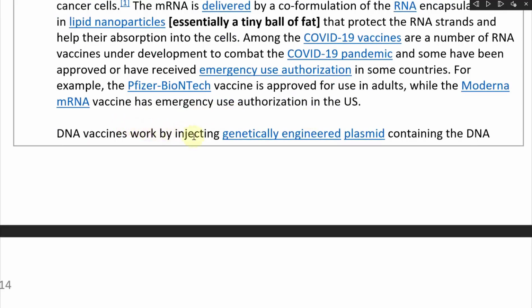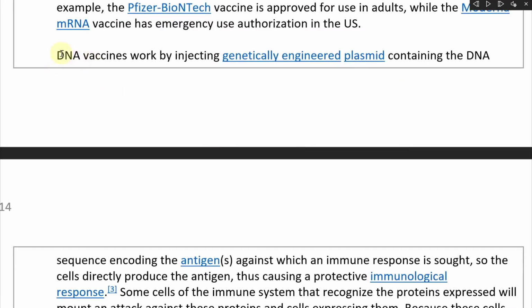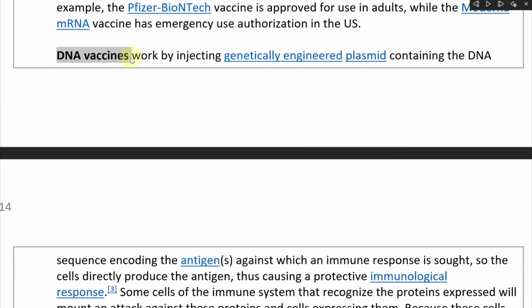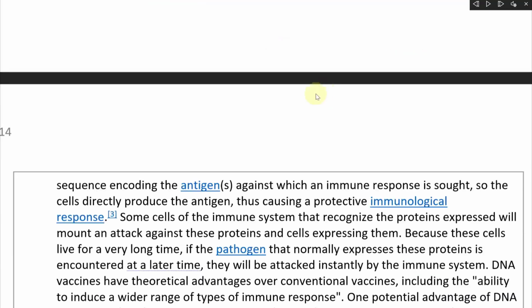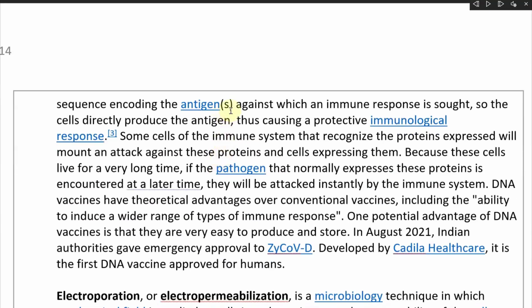So DNA vaccines work by injecting a genetically engineered plasmid containing the DNA. So now we're looking at DNA vaccines. Let's bold this one right here. You're injecting a genetically engineered plasmid containing the DNA sequence encoding the antigen or antigens against which an immune response is sought. So the cells directly produce the antigen, thus causing a protective immunological response.